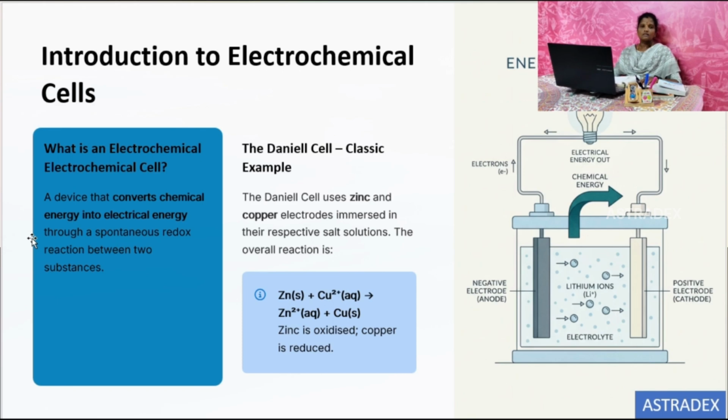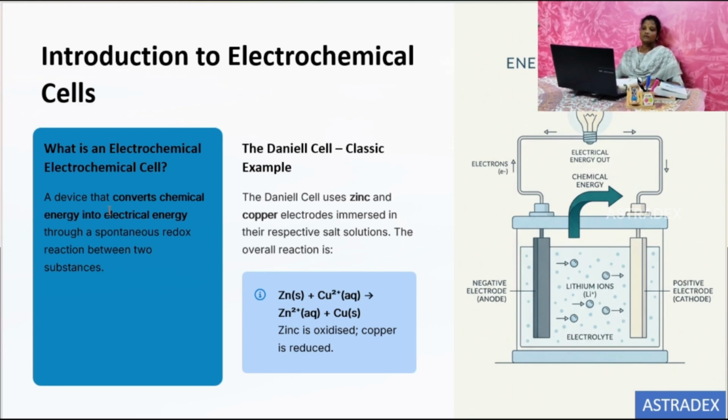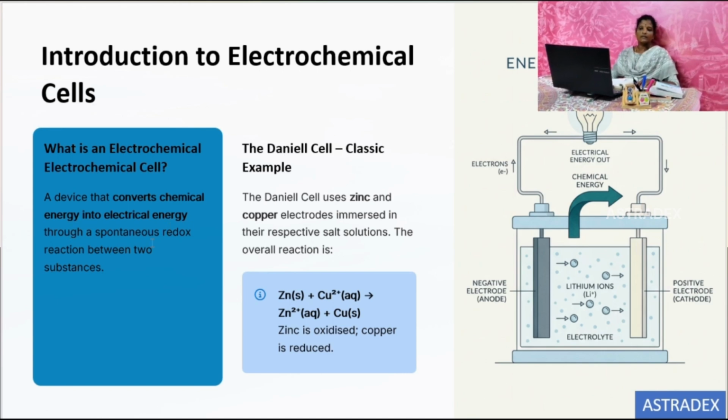So let me move on. What is an electrochemical cell? A device that converts chemical energy into electrical energy through a spontaneous redox reaction between two substances. And here the example we are going to discuss is the Daniell cell. It is a classic example.